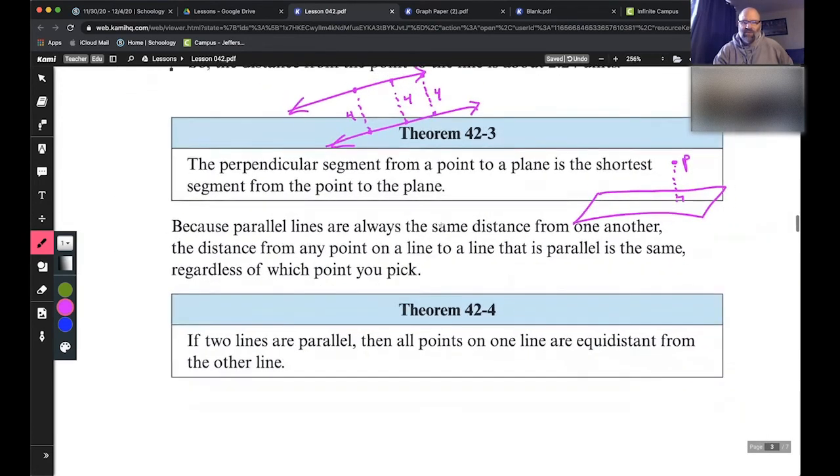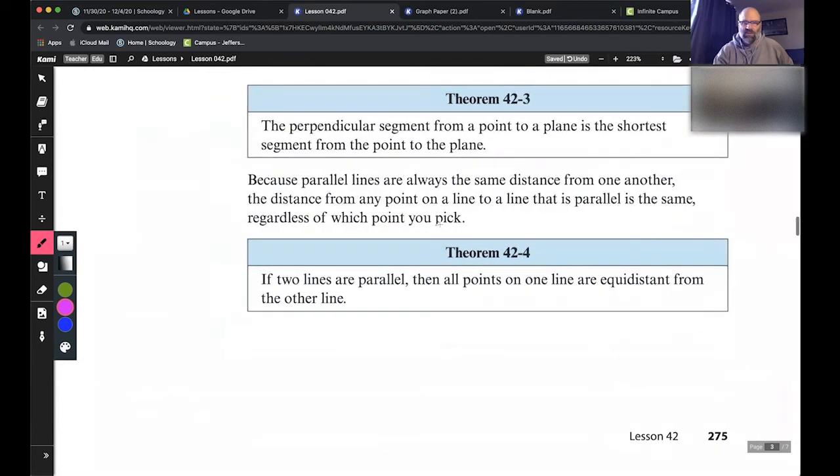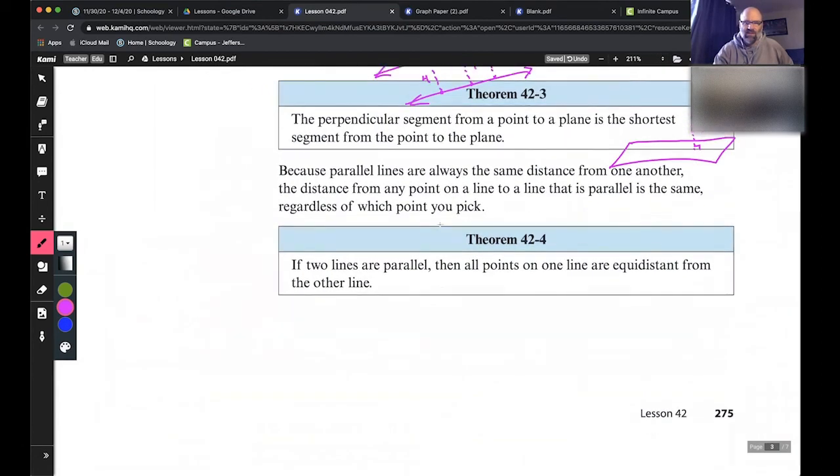Okay, does everyone have those theorems? I will zoom out just in case you need to keep any of that.